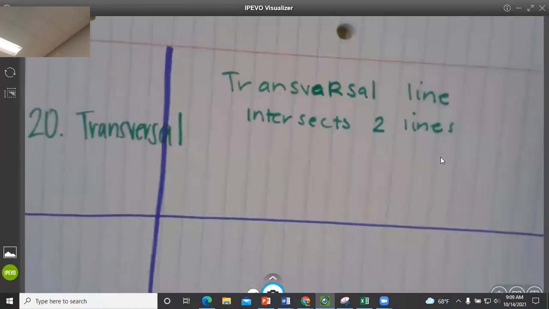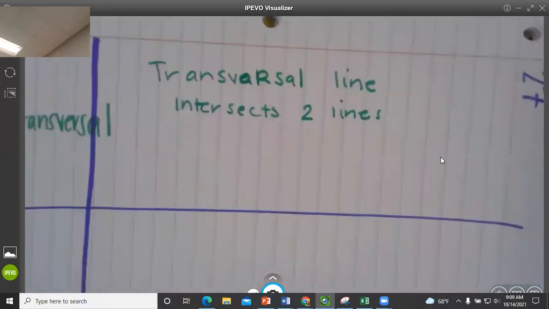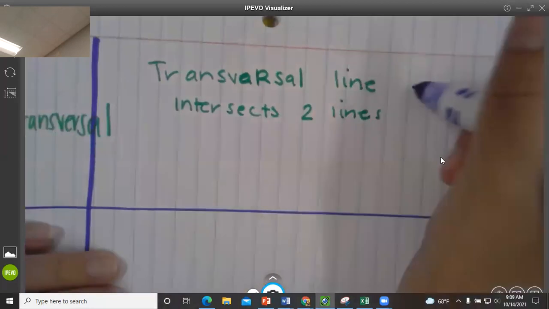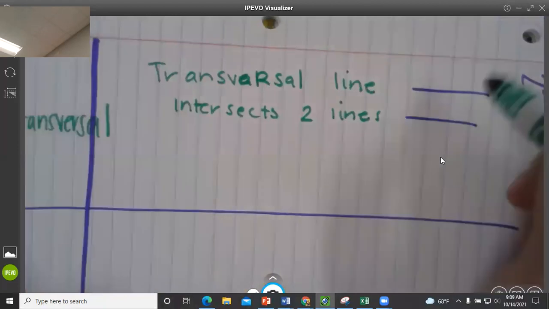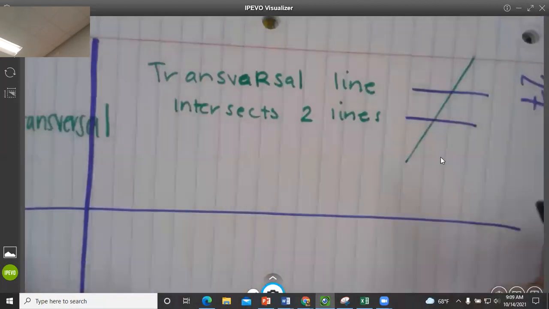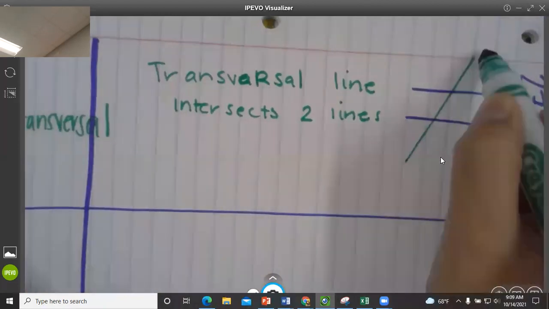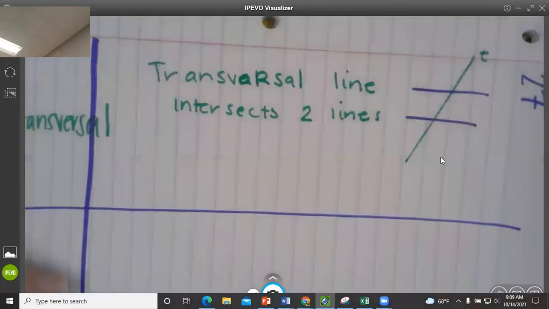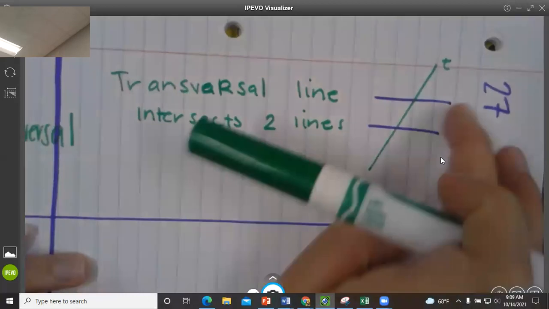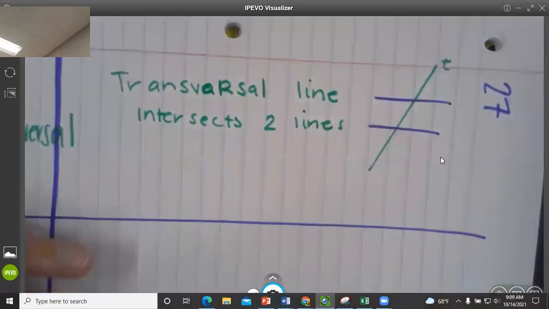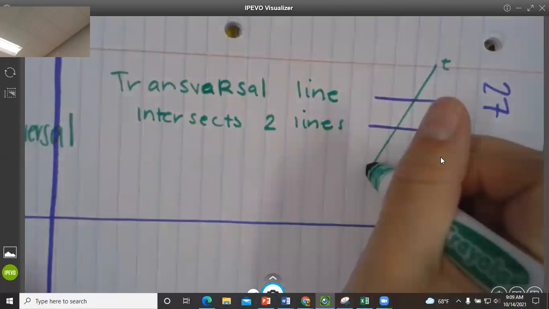So what you should have on 27, okay, you had 2 lines. And then if you draw a line that intersects both of them, that's your transversal. So we'll call this T, that's the transversal because it intersects 2 lines. It touches this first purple one and it touches the second purple one. Technically I have segments, I really should have arrows.